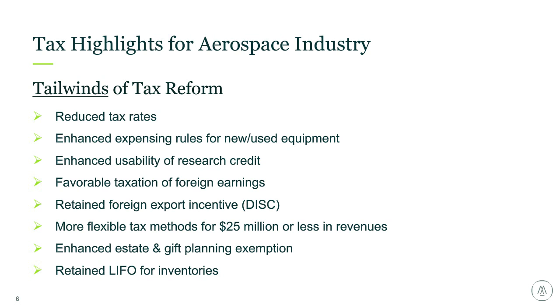The other one is related to the estate and gift exemption. It went from $5 million to $10 million per person, and that's going to sunset in 2025. I really feel like this is going to be a significant planning area, especially for estates that have significant value, and it'll go back to $5 million per person. So there's a significant area here related to the entity type you choose going forward, and also the estate planning that you need to do for the owners and shareholders of the aerospace companies.